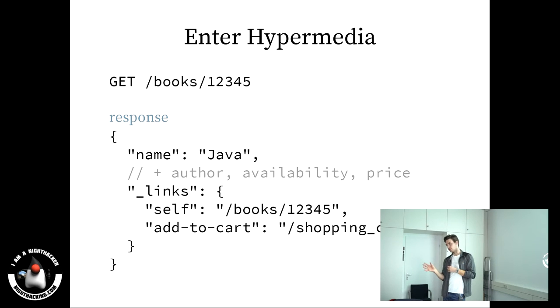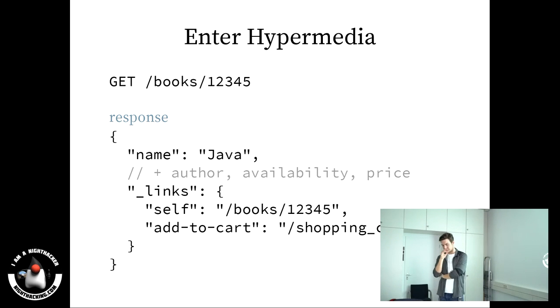So on the server side, you decide whether to display that add to cart button or not, depending on your business logic. And then you provide that link with that relation the client knows about in the response to the client. And then the client only has to know, oh, well, I know what the add to cart relation means, and that means I have to display a fancy add to cart button. And then I will use that URL to access this functionality and, in fact, add the book to the shopping cart. Make sense? Questions? All right.